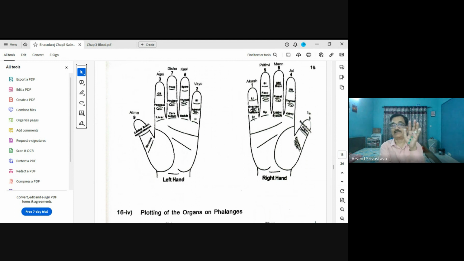Now in our Ayurvedic theory, what is the function of Vayu? What is the function of air? Air is known for its movement.